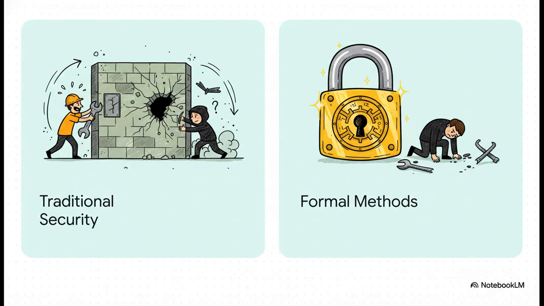Think about it like this. Traditional security is all about trying to stay one step ahead of a master lockpick who's always finding new tricks. Formal methods, on the other hand, is about designing a lock that is mathematically proven to be unpickable right from the start. It's a huge shift from being reactive to being proactively, provably secure.